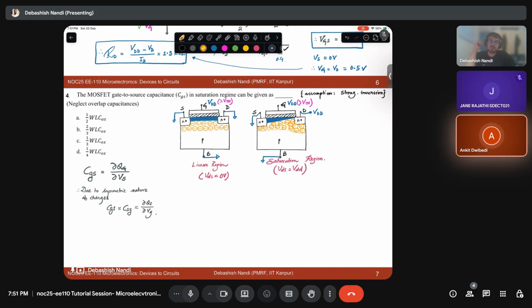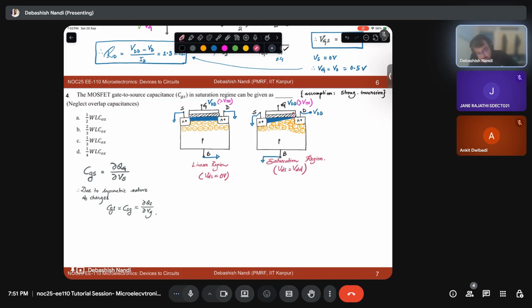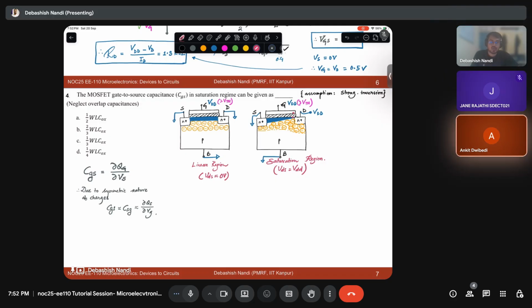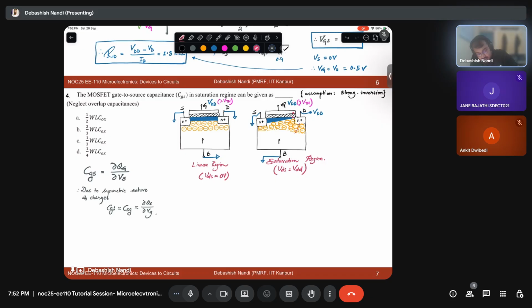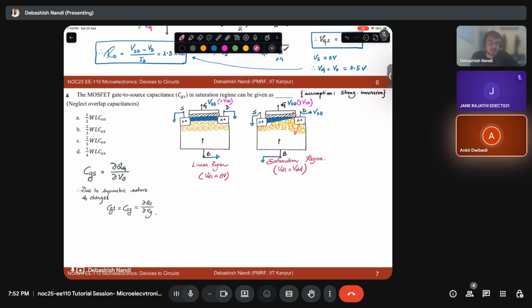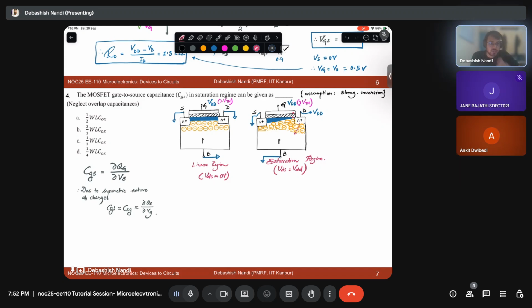Because my drain side is at lower potential than my source side in terms of VGS. No, this is the capacitor voltage, this is the drop across the oxide. Yes, sir. Okay. And why does this depletion increase? This side gets more reverse bias. The reverse biased drain PN junction, so the depletion width will increase, right? Yes, sir. Okay.